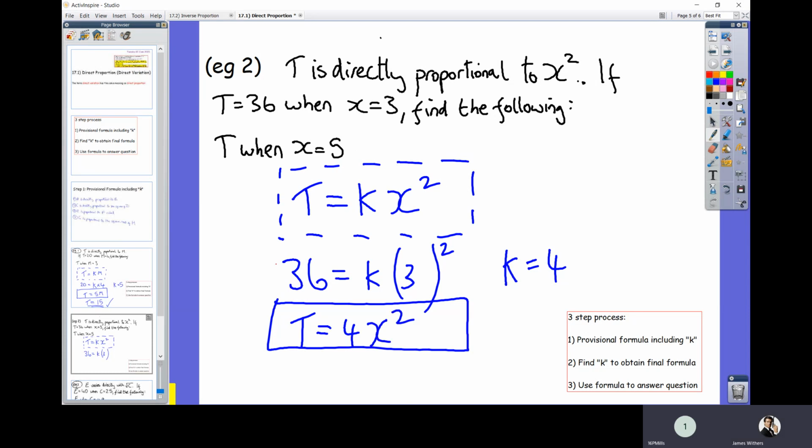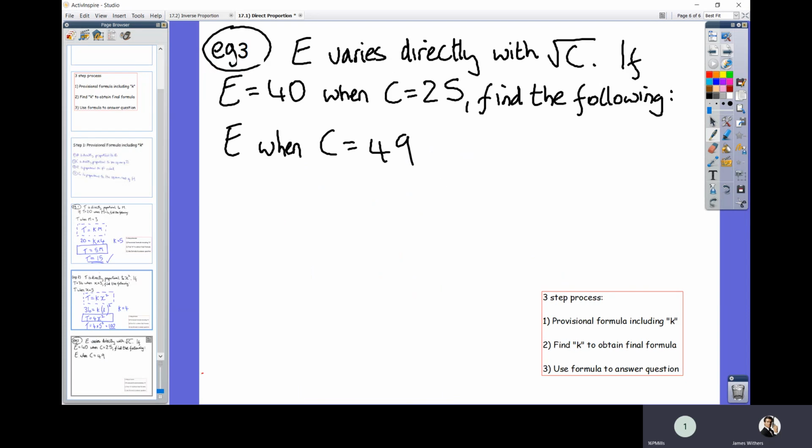And then step 3, use the formula. Okay. So x is 5. So T equals 4 times 5 squared. And the 5 goes in the bracket. Yeah. So that would be 4 times 25. Which would make T 100. Good. Okay. Next one, go.